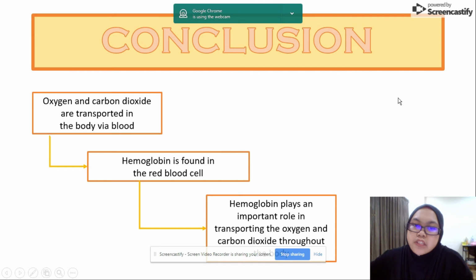So in conclusion, oxygen and carbon dioxide are transported in the body via a body fluid called the blood. Hemoglobin is found in the red blood cell, and it plays an important role in transporting oxygen and carbon dioxide throughout the body, from the lungs to the tissues for the oxygen and vice versa for the carbon dioxide, via a process called gaseous exchange.